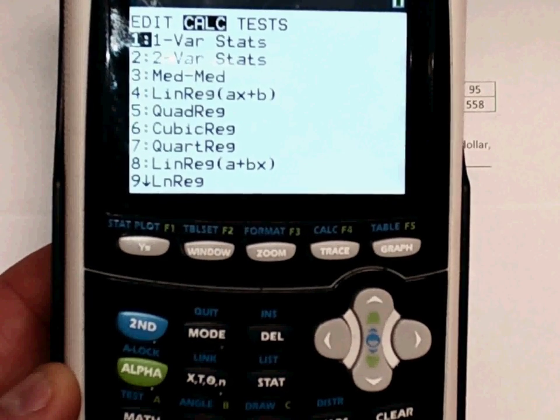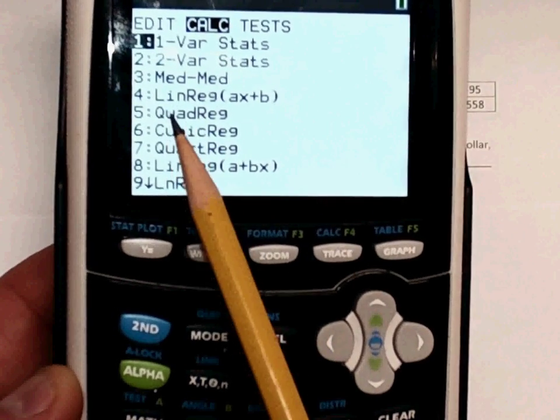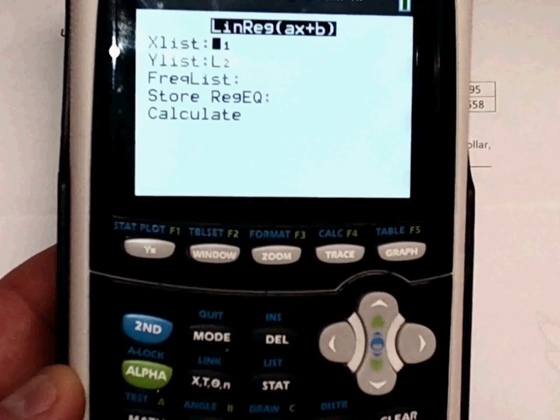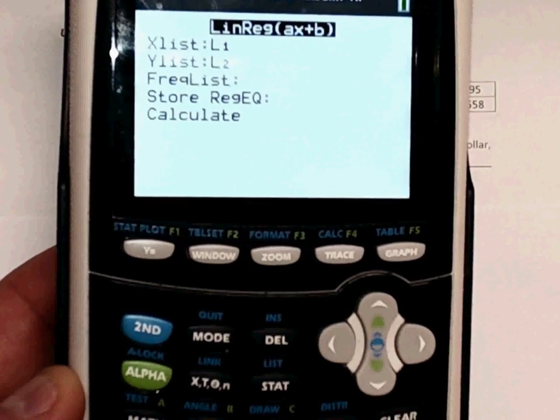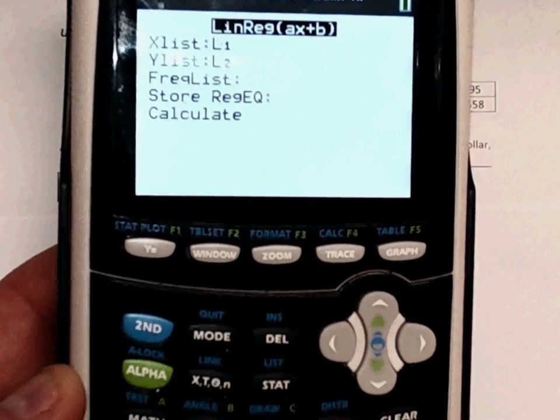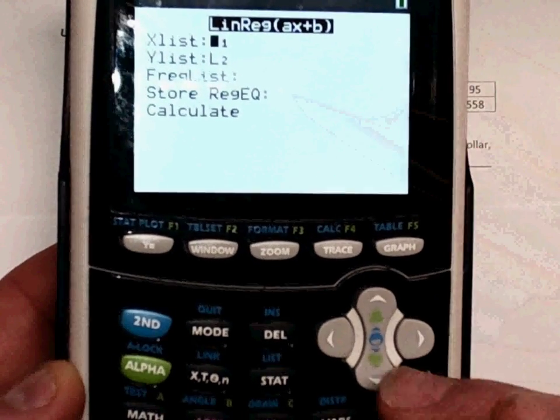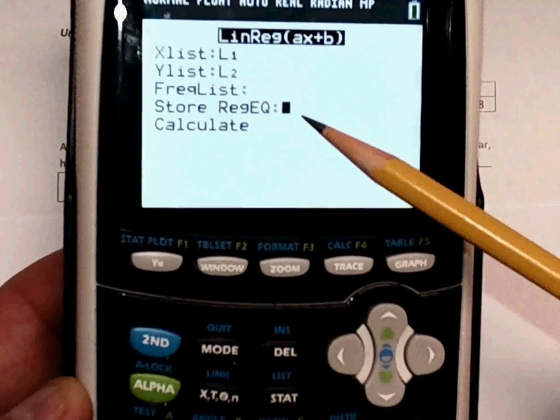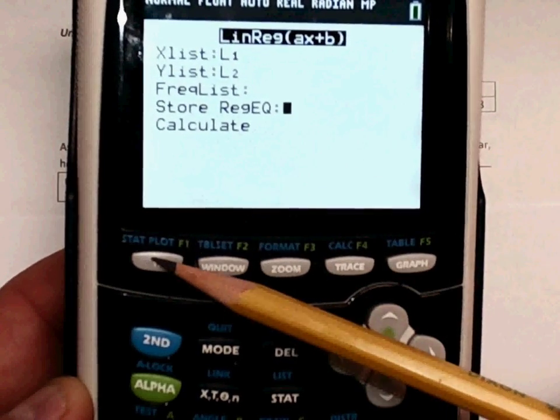Okay, which one am I going to pick? It's the one that says line. Okay, see if you can answer the question from here. Alright, we keep going down here until we get to store the regression, because we need the equation to be put automatically into our y equals.